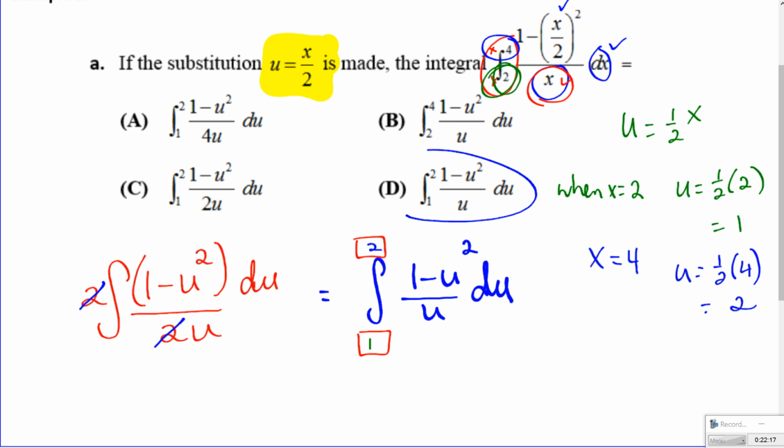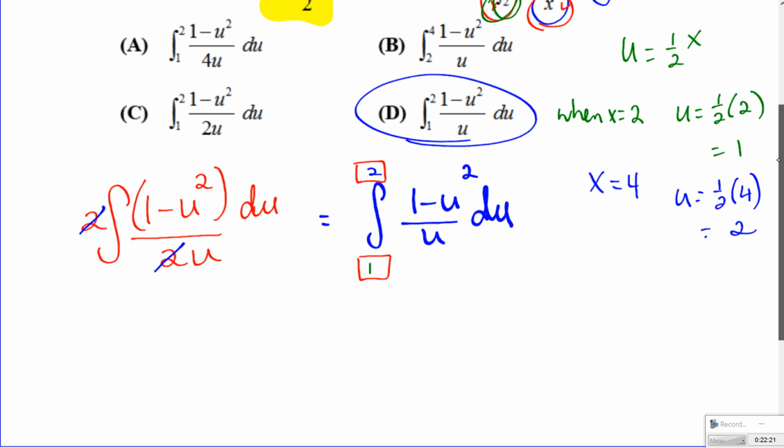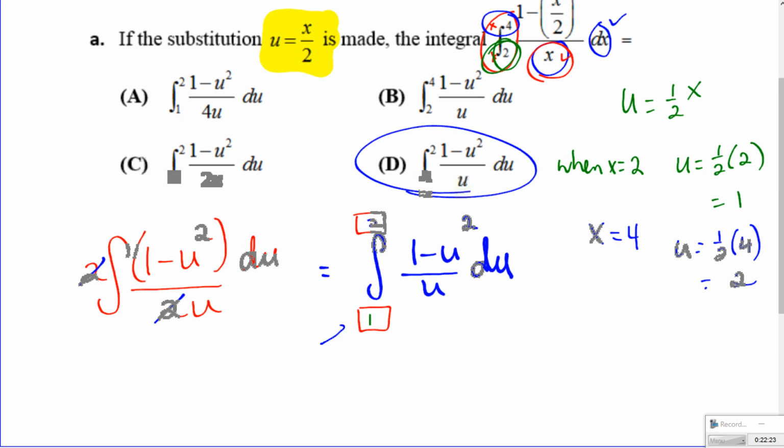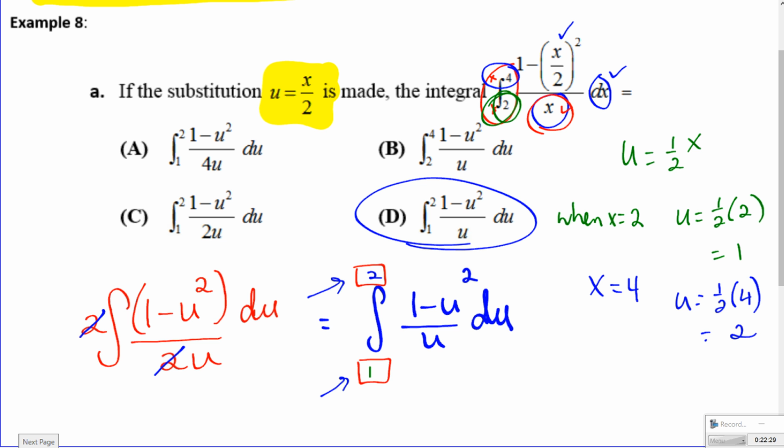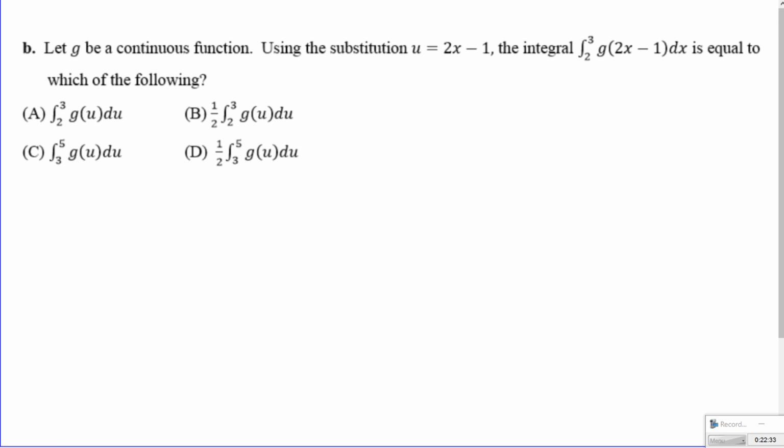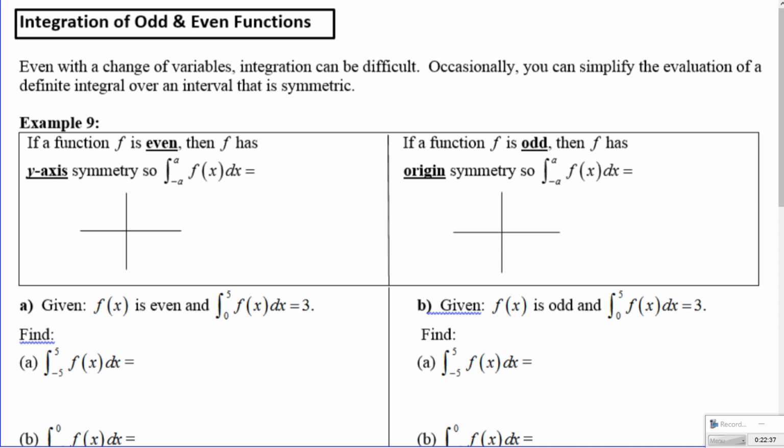I'm liking D. So that's kind of what the AP plays with you. They will force you to change these bounds. And so it's just a good technique. It really is, I think, faster, easier, all of that, to just stay and use u on a definite integral. There's another one. I think we'll do that one in class tomorrow.